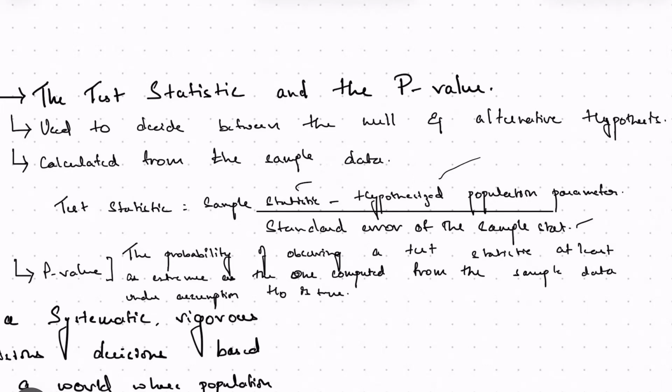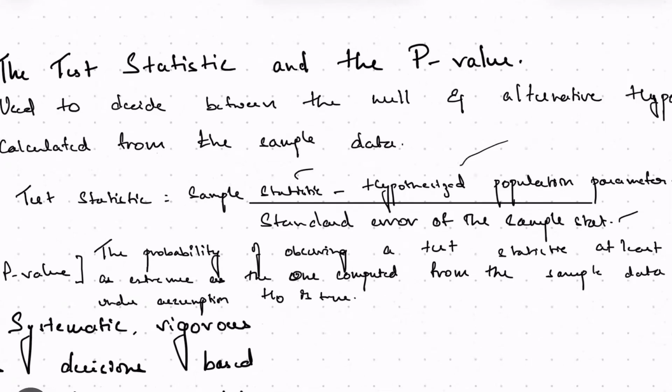The statistic follows a known probability distribution, which allows for the calculation of the p-value. The p-value is one of the most crucial and frequently misinterpreted concepts in statistics. The p-value is the probability of observing a test statistic at least as extreme as the one computed from the sample data, under the assumption that the null hypothesis is true. It is not the probability that the null hypothesis is true. A small p-value indicates that the observed data is highly unlikely if the null hypothesis were true.